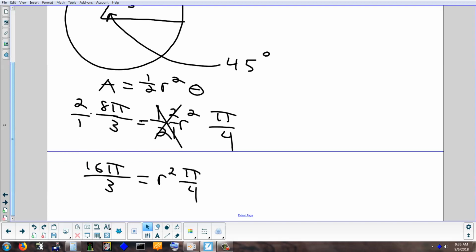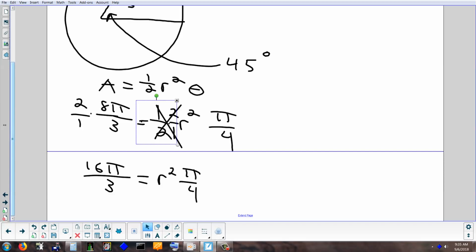Okay, any questions on that? Wouldn't that be 2 pi over 4 on the right? Well, the 2 canceled out with the 1/2, because we had 2 times a half, so that's 1. Does that make sense? Any other question on that?